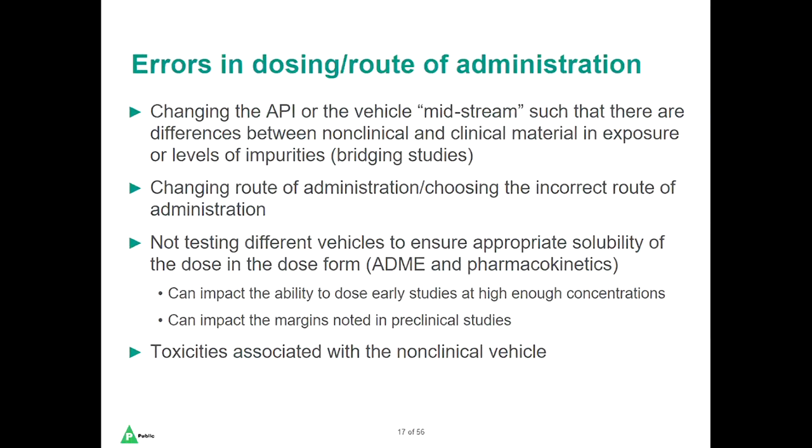Not testing different vehicles. Now, this can burn you and you don't realize until the very end. The expectation with the regulatory agencies, if you have something where you have limited margins, and the reason you said you had limited margins was, say, solubility. So you put this into a vehicle, it was a suspension, and you capture plateau of absorption because of that, when you get to the point where you're submitting that, they may want to see what you tested. In other words, could you have shown toxicity or increased your exposure in those preclinical species if you had chosen a different or better vehicle? So it can impact your margin, and it can be something you want to consider.